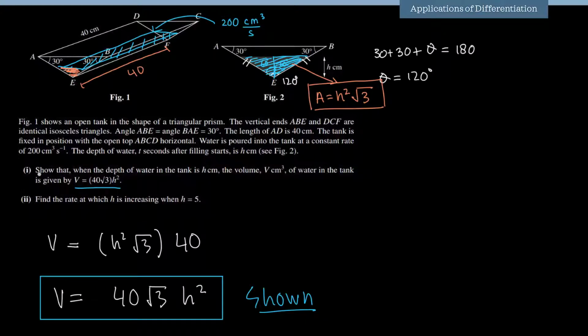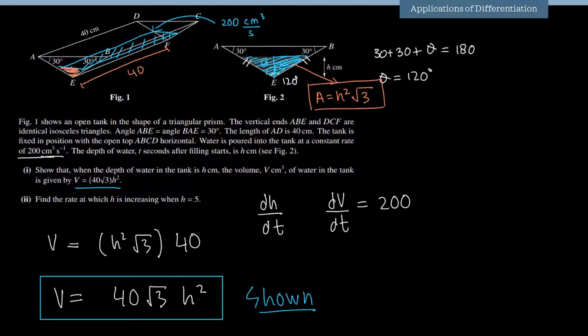In the next part, I need to find the rate at which h is increasing when h is 5. So I need to find the rate of change of h, meaning I need to find dh upon dt. It was told in the question that water is poured into the tank at a constant rate of 200 centimeter cube per second. Centimeter cube is a unit of volume, and the rate at which volume was poured into the tank was 200 centimeter cube per second. So in the question it was told dV upon dt, the rate of change of volume, was equal to 200.